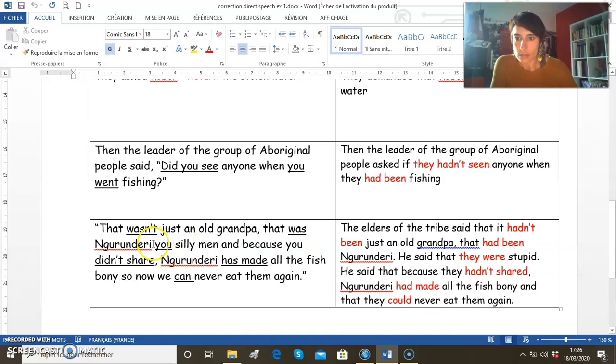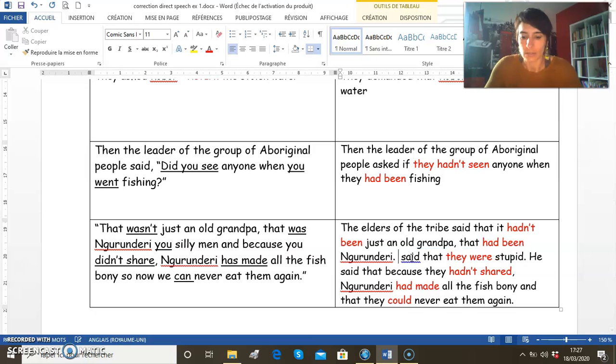And then you've got "you silly men", which is a direct address to the two men, and you need to reintroduce a verb, because you don't have a verb here, which is possible when you speak to someone, but is not possible in a written text. So you need to rewrite the introductory sentence, which would be "they" and not "he", because it's the elders. And they said that they were stupid. Okay, because here you implicitly mean that you are stupid.